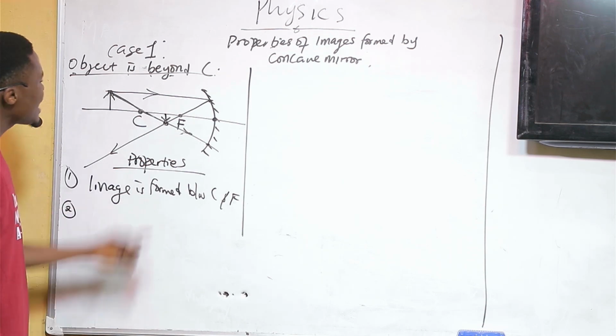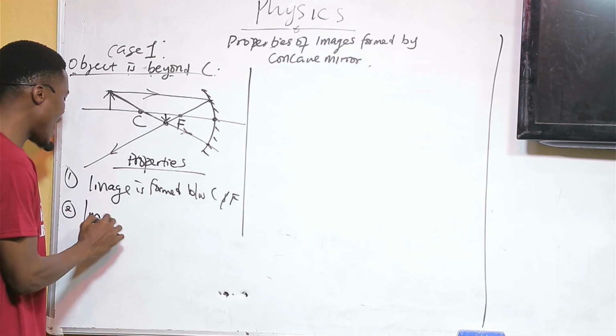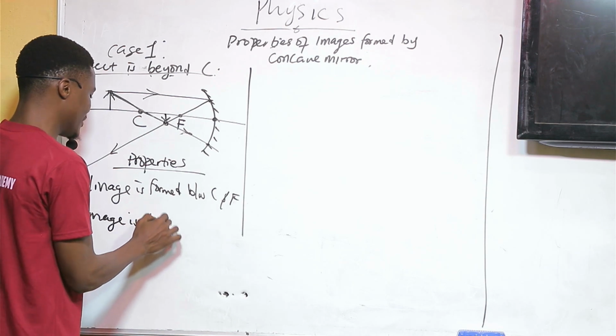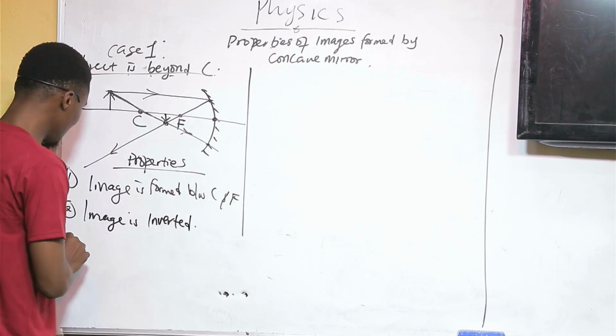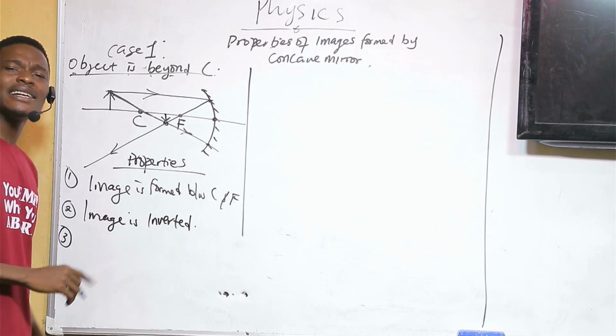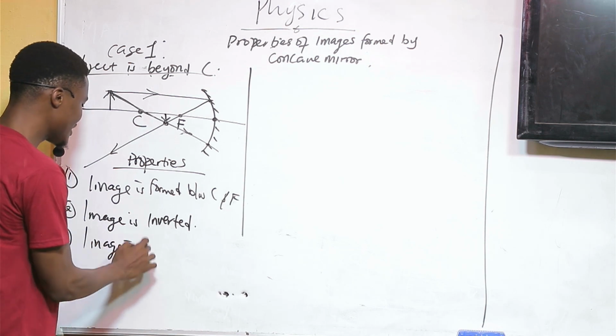Number 2, we can say that the image is inverted. Why did we say inverted? Because it is upside down. The image is inverted. Then number 3, what can we say? When the image is inverted, the image is real. So the image is real.